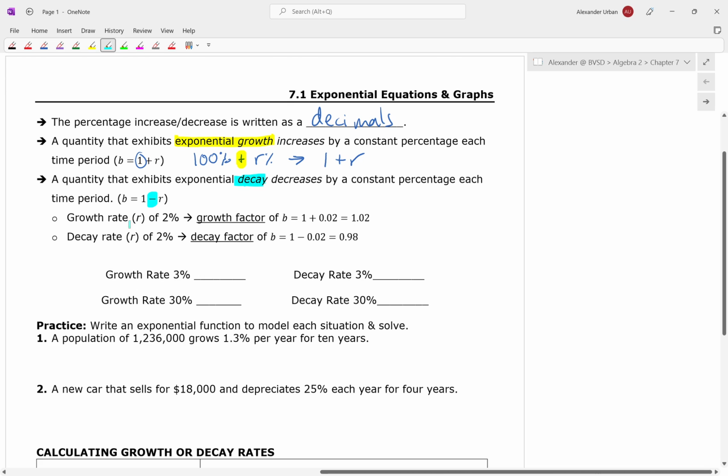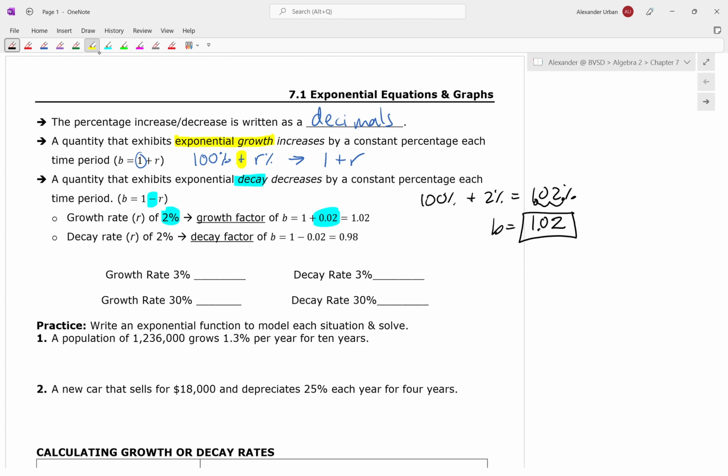So you can see with this example of a 2% growth rate, we are going to add 0.02 to 1, because thinking about it this way, 100% plus 2% equals 102%. But since this is a decimal, we need to move it twice, and we get 1.02 as our b value. If I have a decay, I'm not going to be adding, I'll be subtracting, and I won't end up with anything greater than 1. I should end up with less than 1, which I do. I end up with 0.98 if I take away 2%.